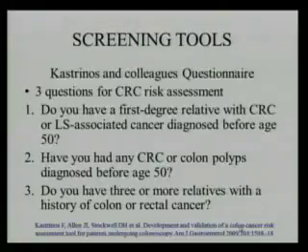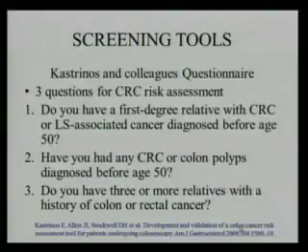All right, so let's go back to Lynch and how we screen those patients. You have a patient with colon cancer or extracolonic neoplasm. You may think it could be related to one of these syndromes. What is an easy way you can screen those patients? Castrinos and colleagues came up with a questionnaire. It has 3 questions, straightforward.